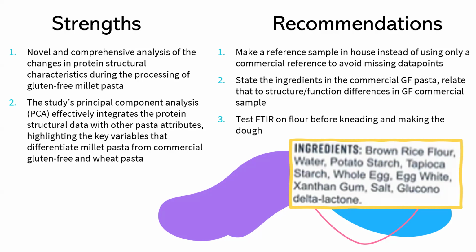That way we wouldn't have those two missing data points in the secondary structure and the solubility. And then I think it would have been good if they stated the ingredients of the commercial gluten-free pasta. They only showed what the pasta was, like where they bought it.